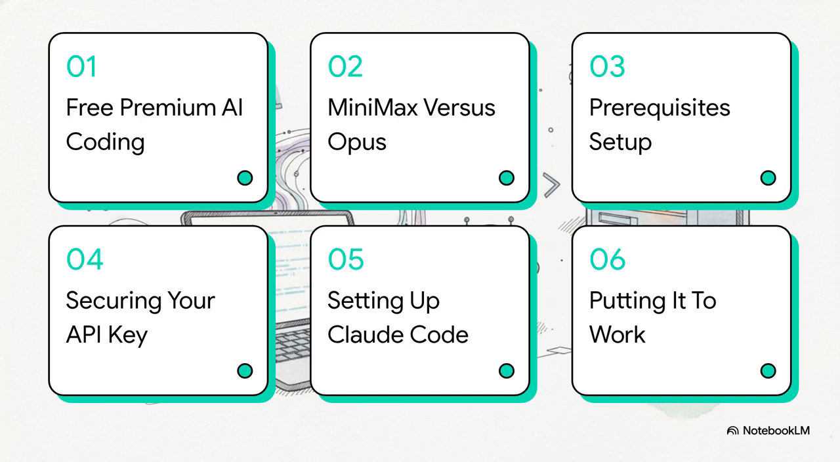Here is our quick roadmap for today. We'll cover free premium AI coding, compare MiniMax versus Opus, run through installing the prerequisites, securing your API key, setting up Claude Code, and finally putting it to work.